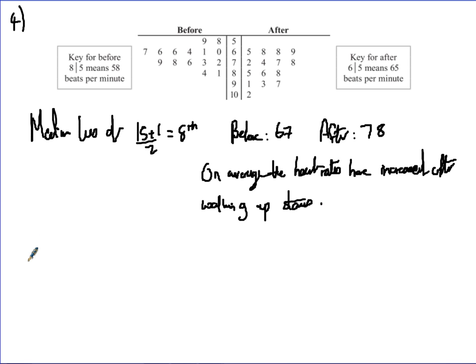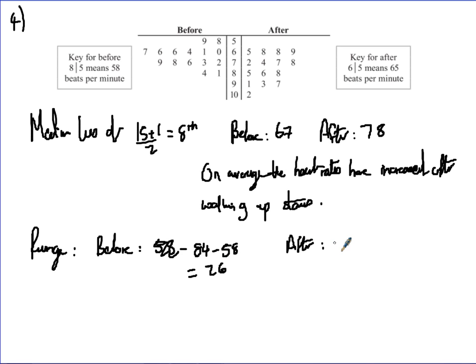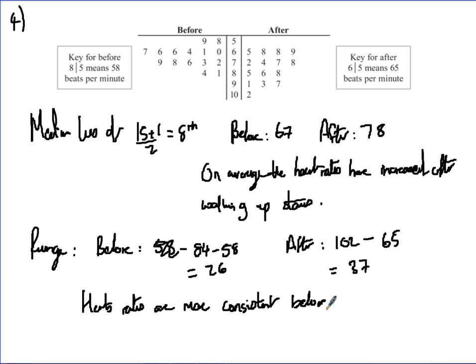And then I would probably say, if you can get away with the range, then do the range. So the range before is just the biggest minus the smallest, so it's 84 minus 58, which is 26. And after, the biggest number is 102, and then your smallest number is 65, which is 37. So you can then say heart rates are more consistent, you could say less spread out, before the activity. And there's your 6 marks.